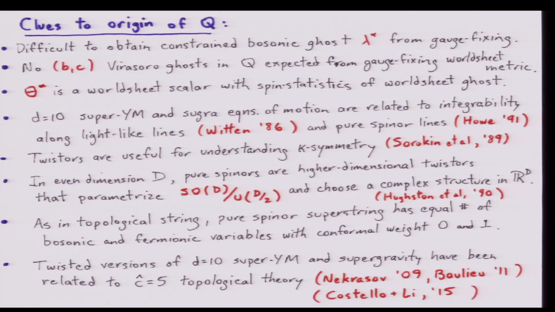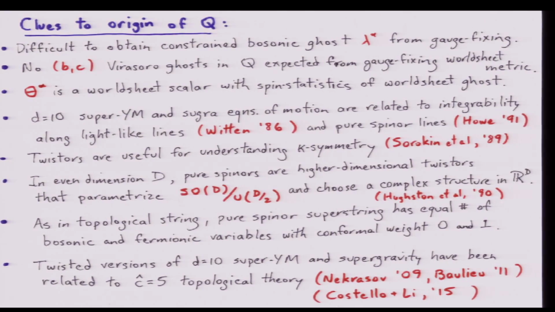So now we have twistors appearing in the game, and it turns out twistors are nothing but, if you look in higher dimensions, in even dimensions, pure spinors are nothing but twistors. So they parameterize this space if you think about a projective pure spinor. In fact, this was shown a long time ago by Howe to be the natural higher dimensional generalization of Penrose twistors in four dimensions. Another clue is that this theory just has bosons and fermions of conformal weight 0 and 1, as in topological strings.